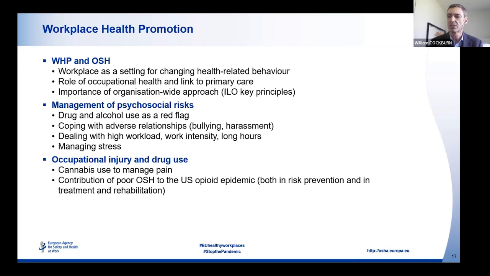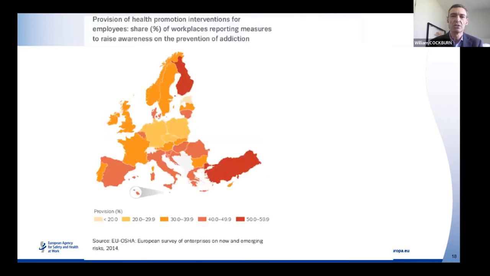If we can move to the next slide, I can mention the survey that we carried out, interviewing those responsible for health and safety in around 50,000 enterprises in Europe. And we asked them whether they provide health promotion interventions on addiction to alcohol and drugs. And we can see here in this map the distribution. I should say that we carried out this survey in 2014 and 2019, and we'll do so again in 2024. And there's been not much change year on year.